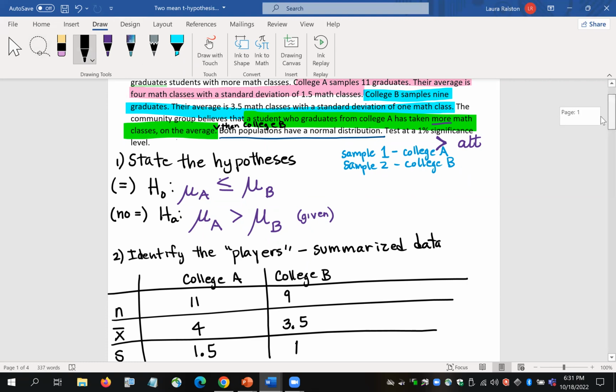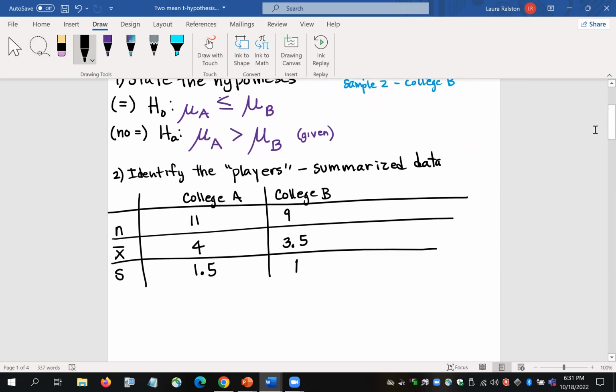The other piece that I need is my level of significance, which is in the last sentence, and it says to use 1%, which is 0.01. Now, by default, then my confidence level is going to be 99%. Remember, significance level plus confidence level has to total to 100.